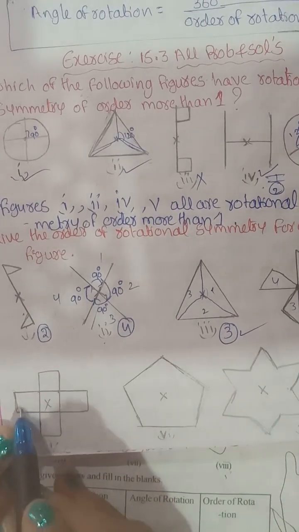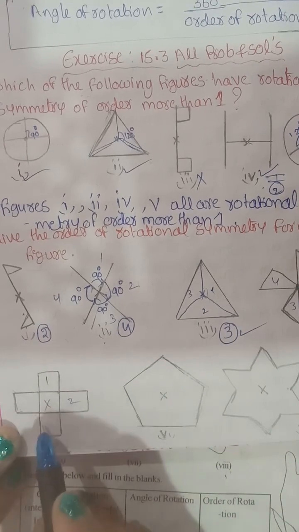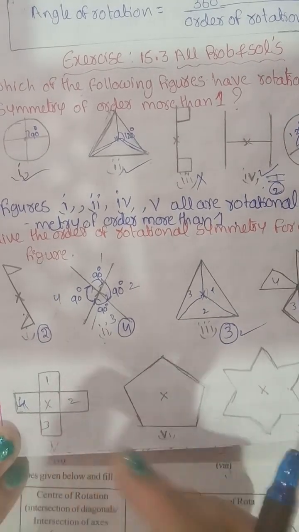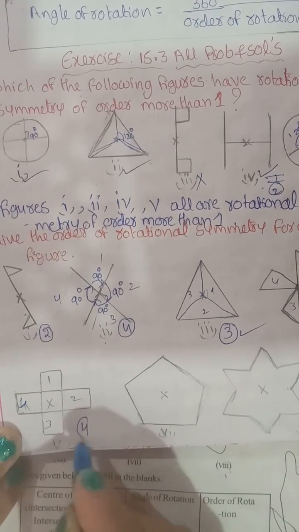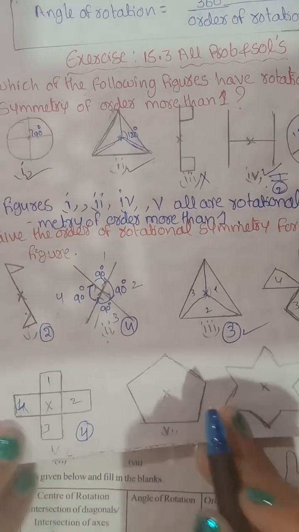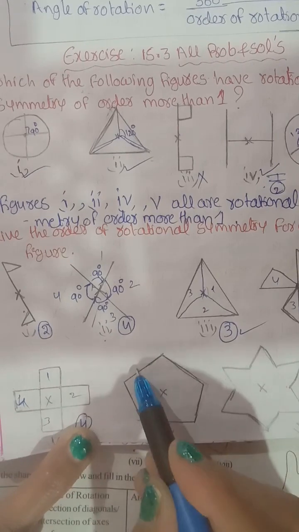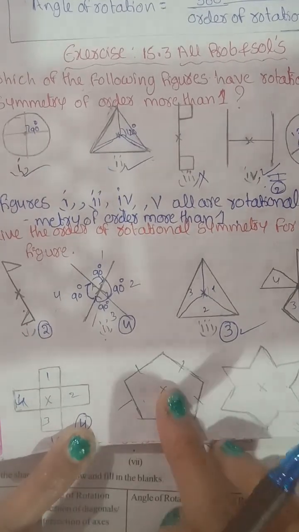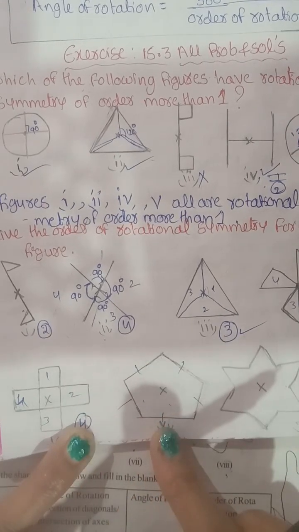Now, how many sides are there? 1, 2, 3, 4 only. So the lines of symmetry and the order are also the same, so the order is 4. Similarly, you can identify here: the sides are 1, 2, 3, 4, 5, only 5 sides. So this polygon is a pentagon.